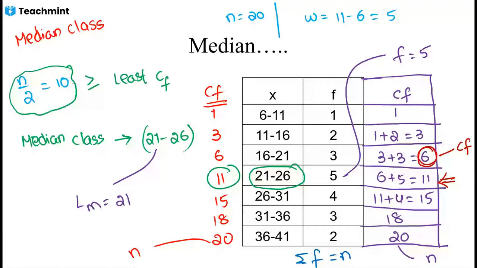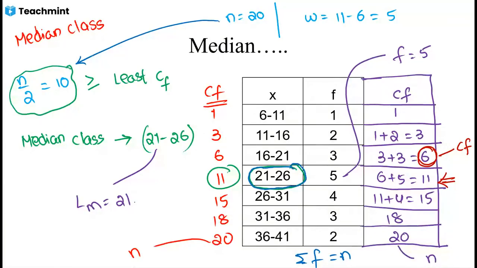Now 20 divided by 2 is 10. I got 10, right? Now we need the value greater than or equal to 10. What is the least cumulative frequency available? 15 is also greater than 10, 18 also, but the least one satisfying that is 11. So that interval we need to pick. This is called the median class.